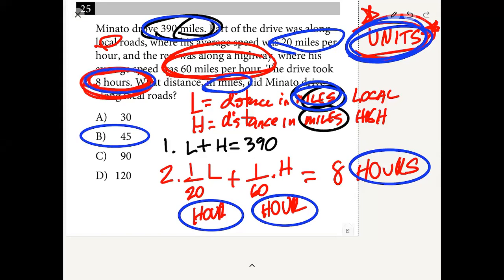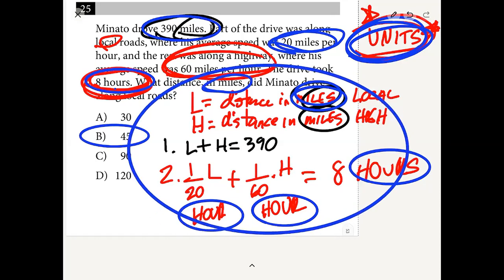And the second equation, the units were hours, so we've got to be multiplying the variable times this number, but we've got to do it in a way such that when we're done with the multiplication, we should get the units of hours. And the way that we do that is by flipping it, the reciprocal: 1 over 20 times L, 1 over 60 times H, and then you're done. Now, once you get this part, you just put it into the calculator and you solve it and you're done, okay? So this was a long video, but I hope it was a helpful video.